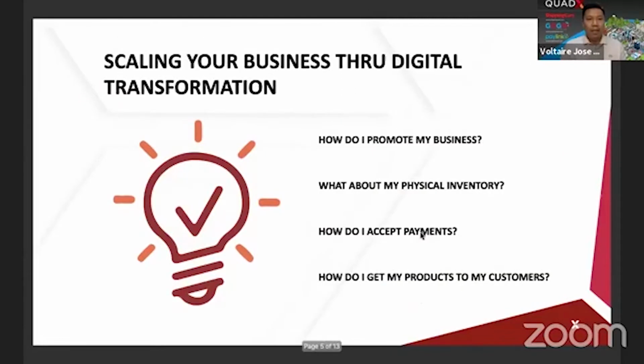Now, scaling your business through digital transformation. We basically thought about four basic questions to answer this. How do I promote my business? What about my physical inventory? How do I accept payments? And how do I get my products to customers?